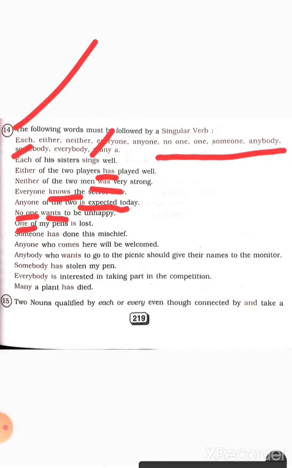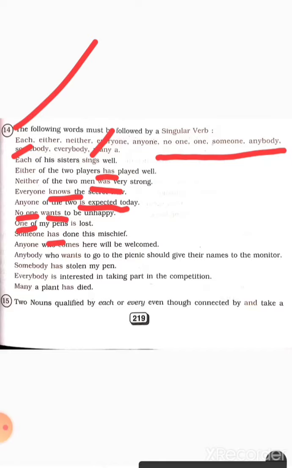I have already given this example, student. One of the apples is rotten. One is the actual subject over here. So, one of my pens is lost. Someone has done this mischief. Singular verb.